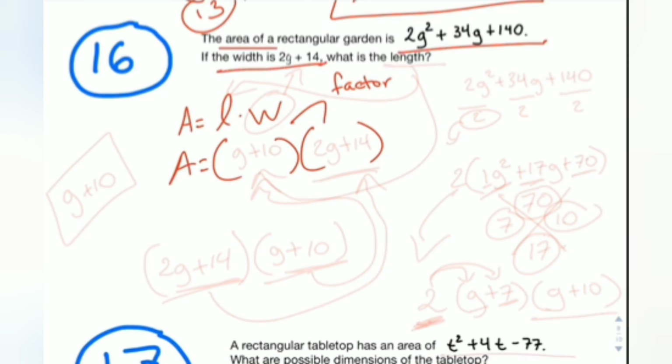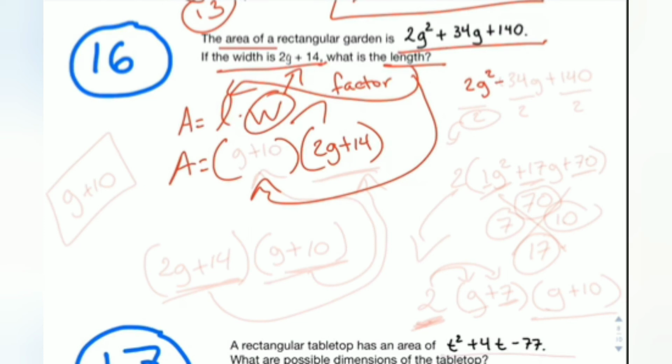So the width here is 2g plus 14, so one of the parentheses is going to be 2g plus 14. Good job. What is the length? The length is L, so our length is the other parenthesis. We're trying to find the other parenthesis. So now let's factor it.